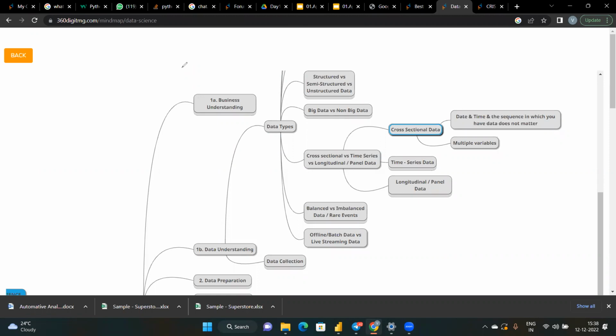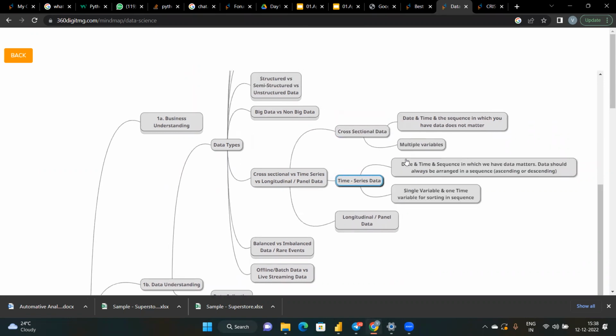Okay, and then we have time series data. The name itself says time plus series, time series data. It depends on time, you can say. See, the date and time and the sequence in which we have the data matter. In the cross-sectional type, the order doesn't matter. But in time series, the order matters. Data should always be arranged in a sequence, ascending or descending. So, guys, it depends on time.